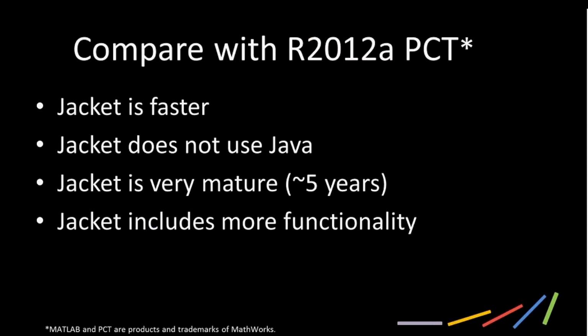Jacket is very mature. It was developed many years prior to the parallel computing toolbox and has much more GPU functionality than was released in the 2010 timeframe by the MathWorks. It also includes much more functionality, so there are just many more codes that you can actually get to run on the GPU through Jacket.